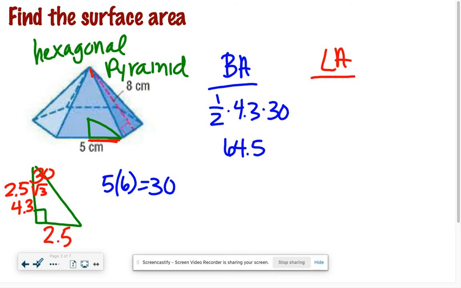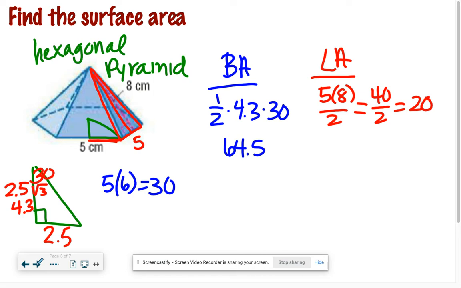So if we look here, I trace this out. Our base is 5, and they're telling us our slant height is 8. So it's just a triangle. So 5 times 8 divided by 2. So 5 times 8 is 40. Divide that by 2 and you get 20. And we have 6 of those triangles, right, all the way around. So there's 6 sides, so there's going to be one here, here, all the way around. So that'd be 6 of them. So 20 times 6 gives us 120.